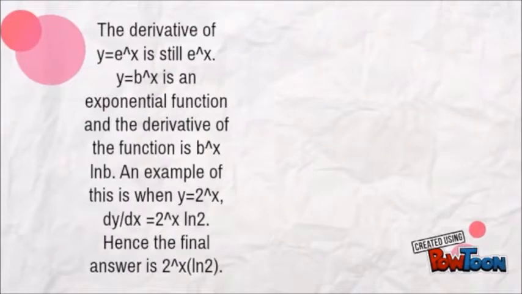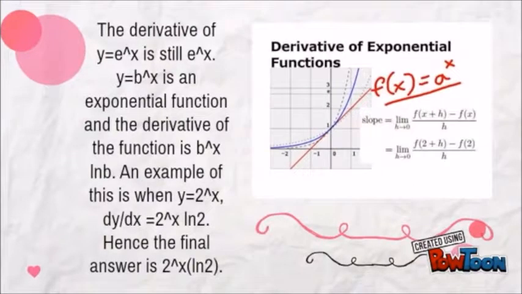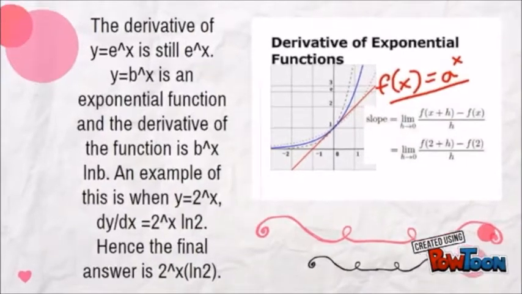The derivative of y equals e to the power x is still e to the power x. y equals b to the power x is an exponential function, and the derivative of the function is b to the power x ln b. An example of this is when y equals 2 to the power x, and the derivative of the function equals 2 to the power x ln 2. Hence the final answer is 2 to the power x times ln 2.